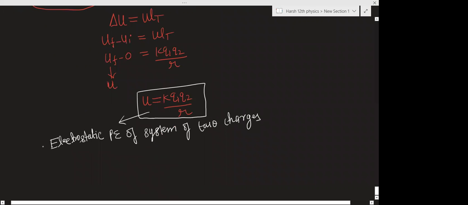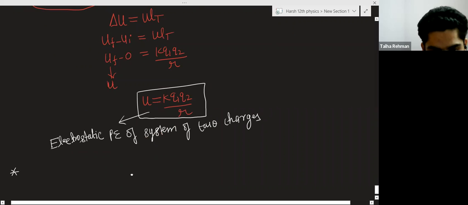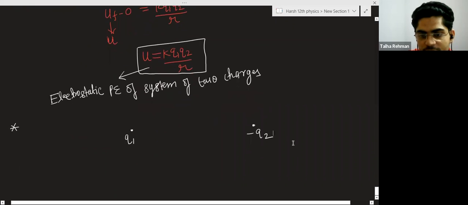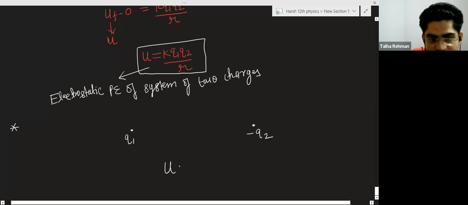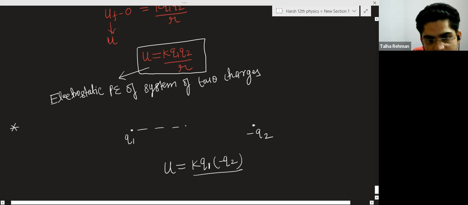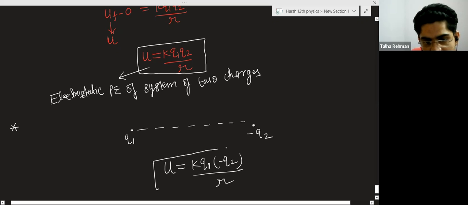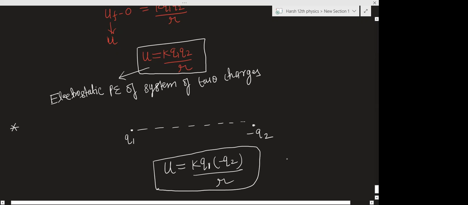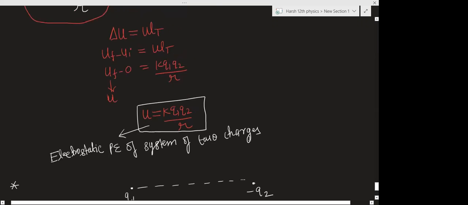And one thing more: if I am writing here there is one charge Q1, there is another charge minus Q2, so we will take the charges with sign: K times Q1 and minus Q2 divided by R, because this is a scalar quantity. Okay, yes, sir. So please now note it down.